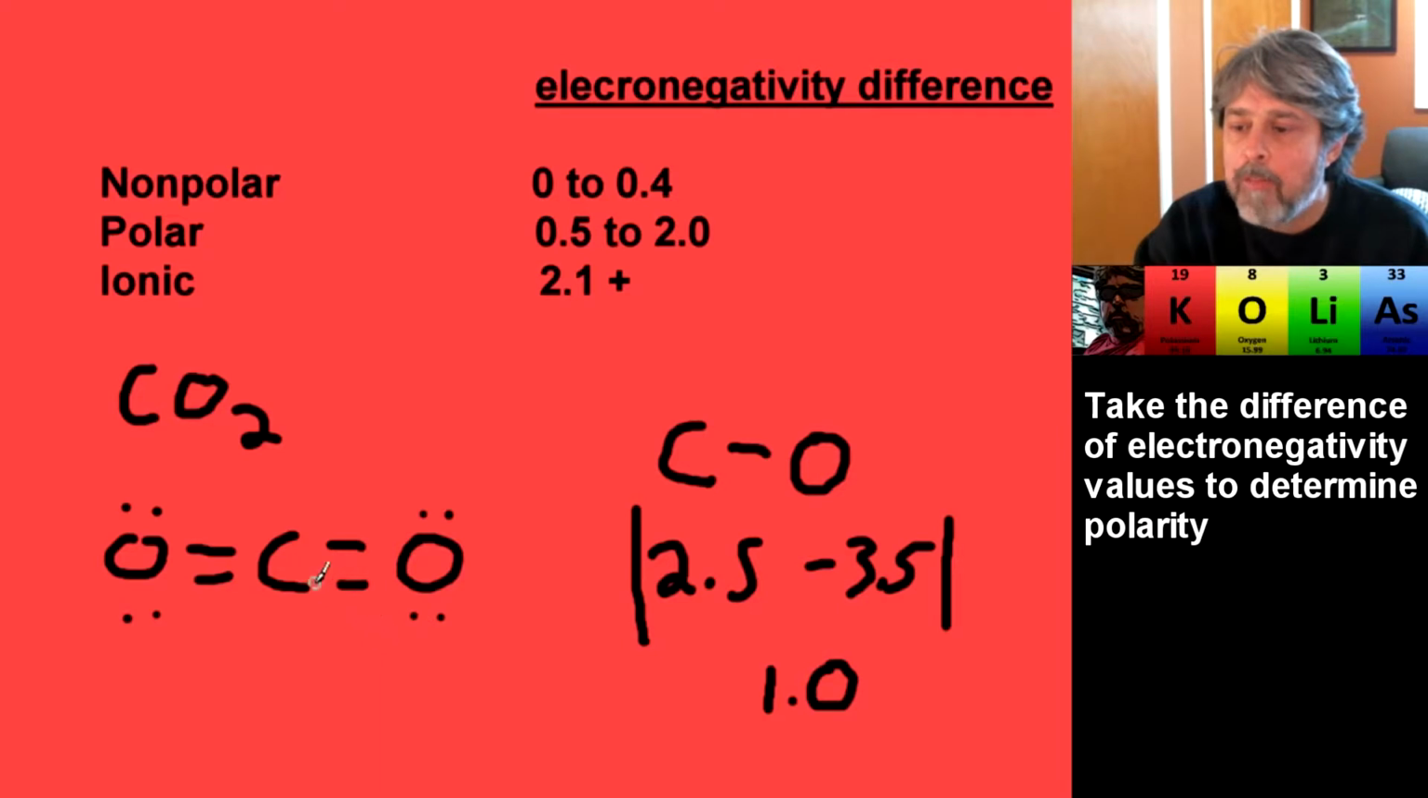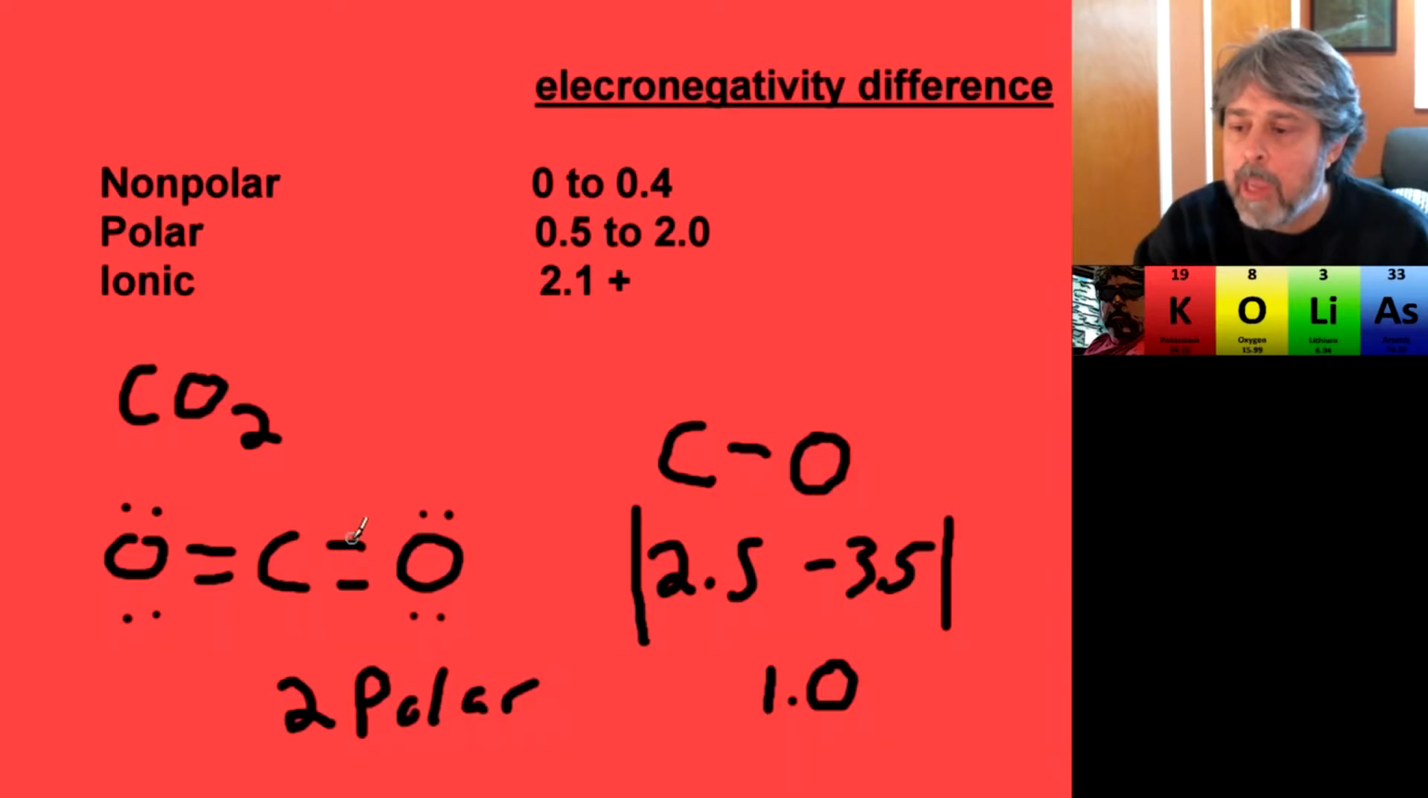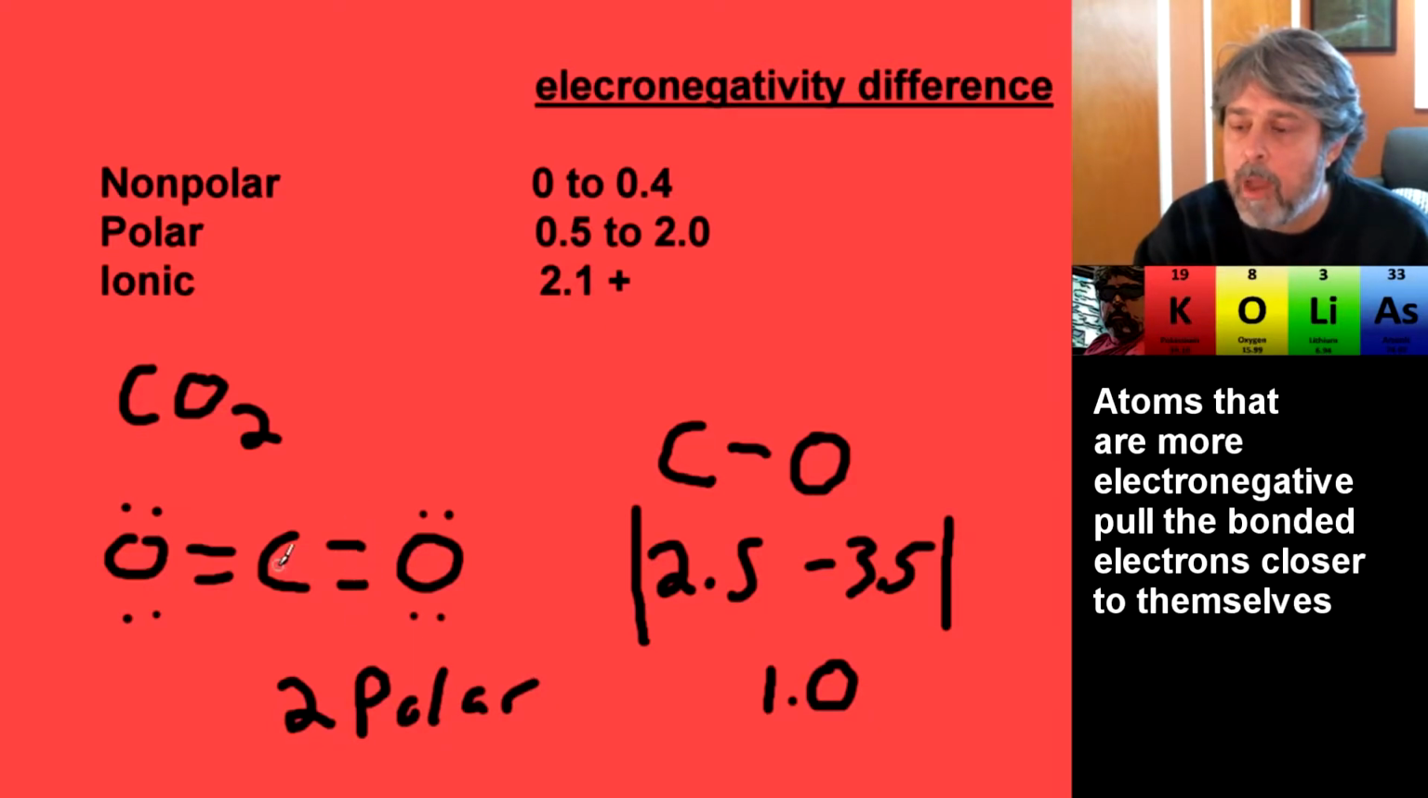How many do we have here? 1, 2. There's 2 polar bonds, not 4. Don't count the double bond as 2. It's just a bond between one atom and another. So doubles and triples, they all just count as one bond because we're bonding to another atom. So CO bonds are polar. We have 2 of them, one here, 2 polar bonds, 0 nonpolar bonds.